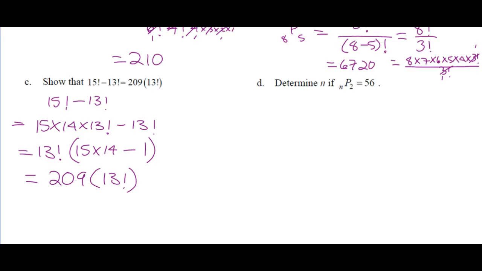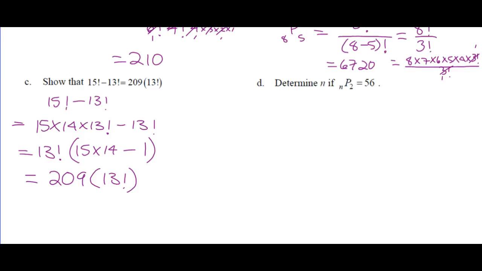Well, 15 times 15 is 225, so it's 15 less. So it's 210 minus 1, which is 209. Okay, so we have shown, hey, look, 15 minus 13 factorial is 209 times 13 factorial. Now, a lot of this is just playing with the definition of factorial, right? But it also means that these are questions that you could see. And you've got to know, okay, how do I handle these particular types of questions?